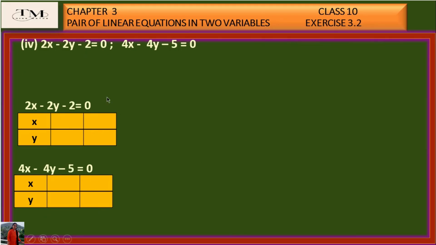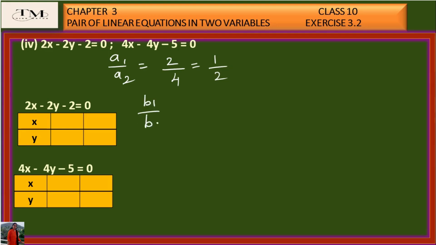So let me go to the last problem. 2x minus 2y minus 2 is equal to 0. 4x minus 4y minus 5 is equal to 0. So let us check the ratios. A1 by A2. Here A1 is 2 and A2 is 4. Both are multiples of 2, so I am dividing by 2. 1 2s are 2, 2 2s are 4.